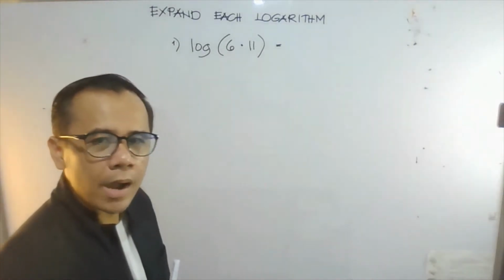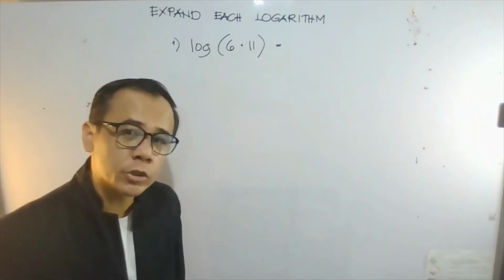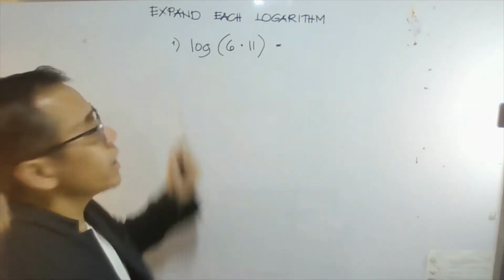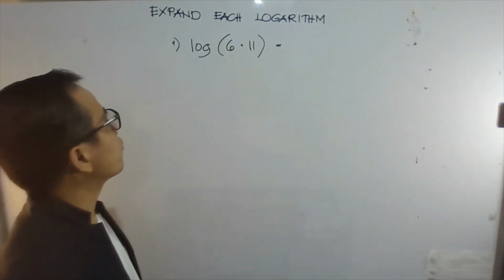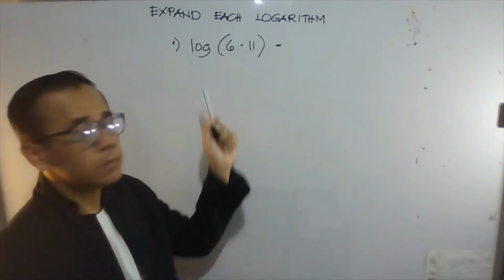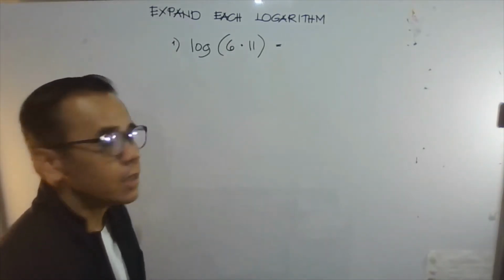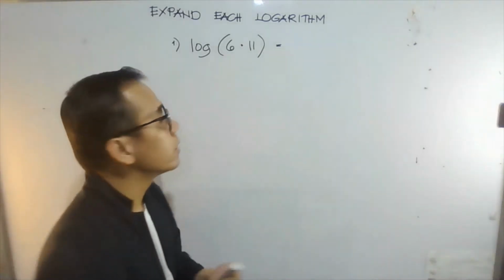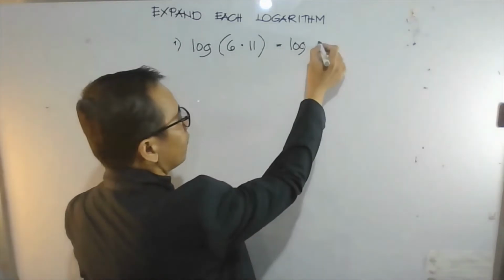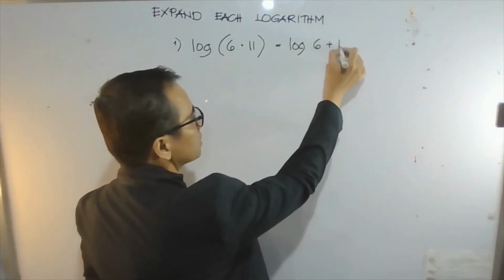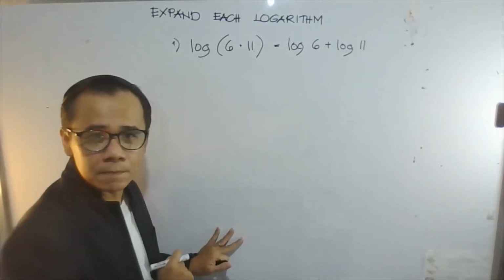Let us now apply different properties of logarithm that we have learned in our previous discussion. In here, we are asked to expand each of the logarithms. So our first problem is this: log of 6 times 11. Using the product rule, this will be equal to the log of 6 plus the log of 11.